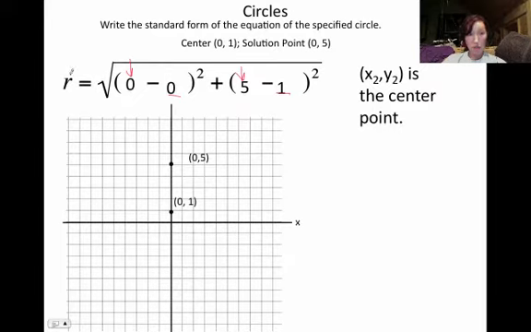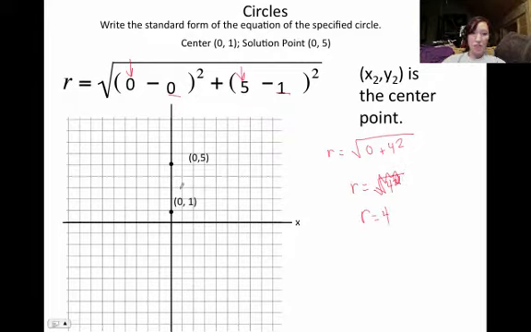Now we could solve for this r, which stands for our radius. So r is equal to the square root of, I'm going to simplify, 0 minus 0 is just 0 squared, so 0, plus, and then we have 5 minus 1 squared, which is going to be 4 squared. We have r is equal to the square root of 4 squared, which the square root undoes a power of 2, so r is simply equal to 4. Looking at this, hopefully you could have told that right off the bat by just counting, that the distance from the center to one of the solution points on the graph is going to be a radius of 4.